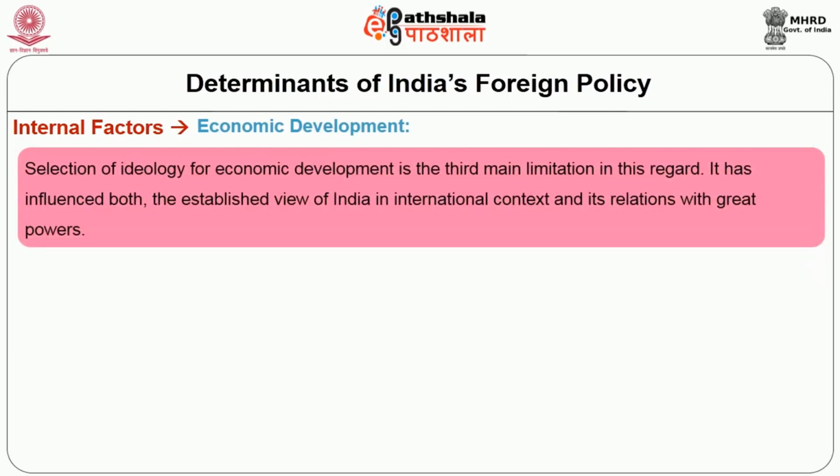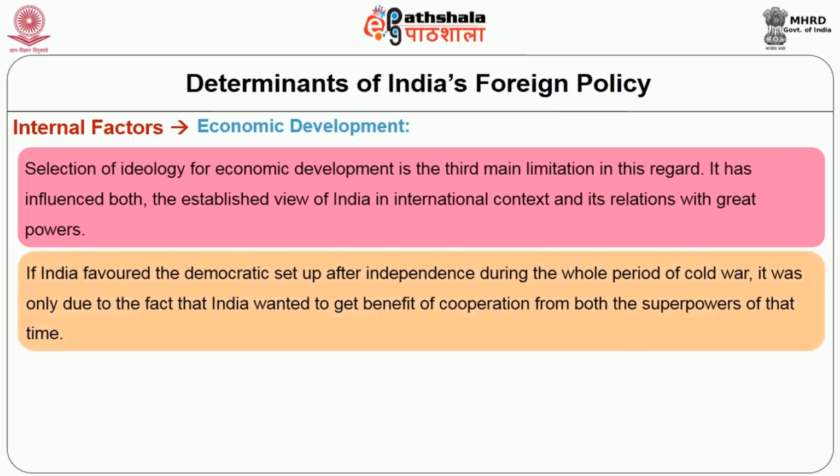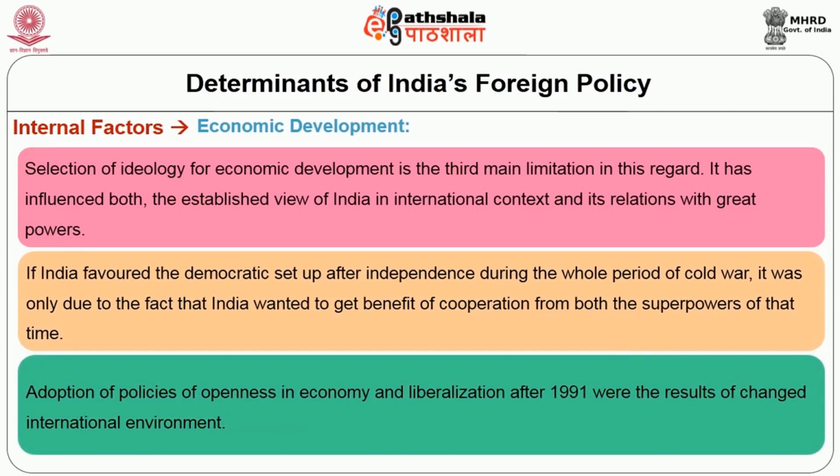Selection of ideology for economic development is the third main limitation in this regard. It has influenced both the established view of India in international context and its relations with great powers. If India favored the democratic setup after independence during the whole period of Cold War, it was only due to the fact that India wanted to get the benefit of cooperation from both the superpowers of that time. Adoption of policies of openness in economy and liberalization after 1991 were the results of the changed international environment.